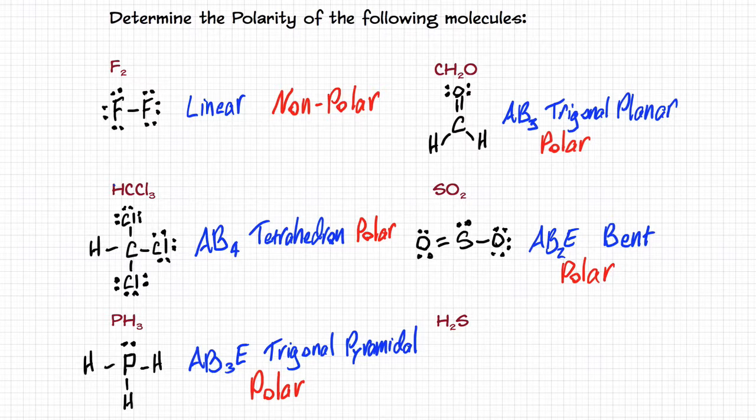And for our last example, this is hydrogen sulfide, and the Lewis dot looks something like this. And this is an AB2E2, and this is bent again. For bent molecules, the rule is that they are always polar. And that's how you do it. And that concludes this lesson.